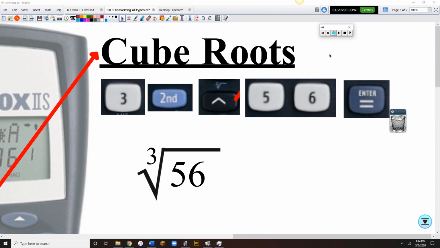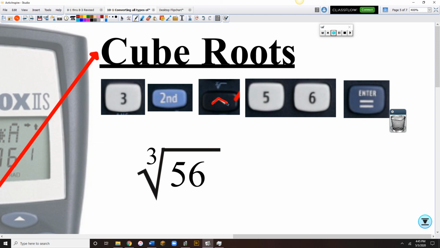A cube root looks like a square root, except it has a tiny little 3 in the check mark part of the radical symbol. Our calculators do cube roots, but they don't have a dedicated button for it like square root does. So we have to tell the calculator that we want to do a cube root by typing the number 3 first, then the second key, and then we're going to use the caret key.